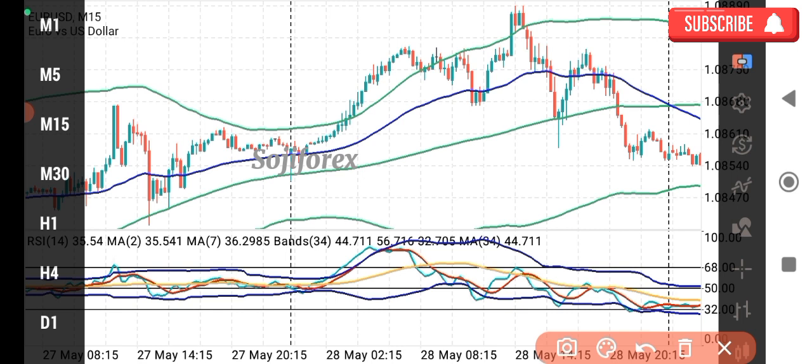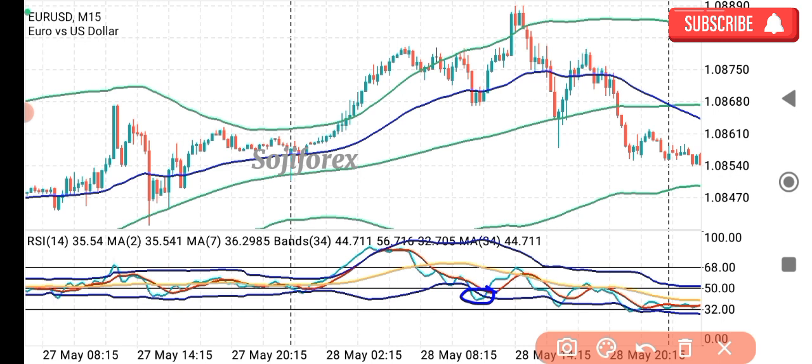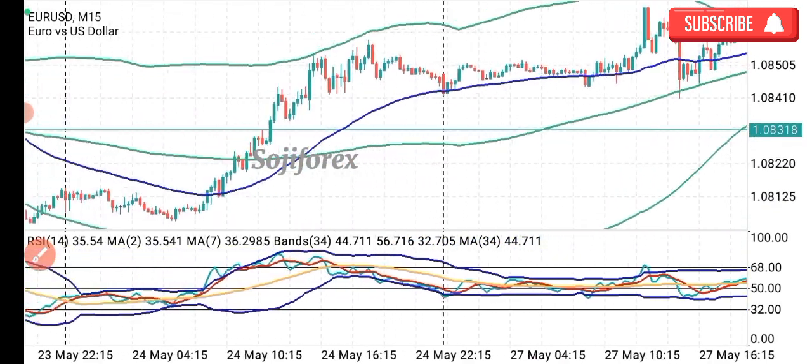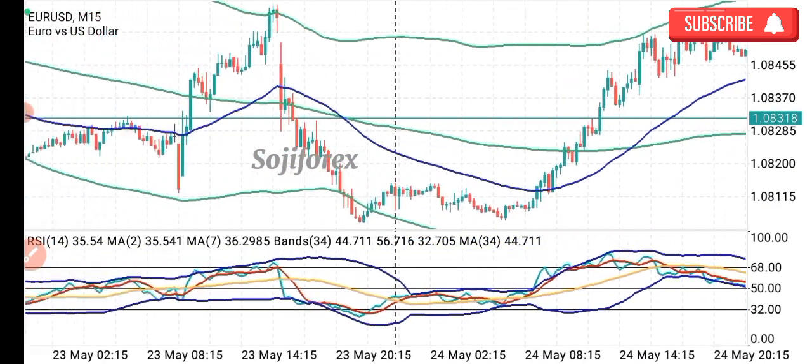Look at this. We have this and we have this. We have this and we have this. So each of these should be able to give you 10 pips. We have this, we have this. So it's a simple but powerful strategy that can put you in profit.